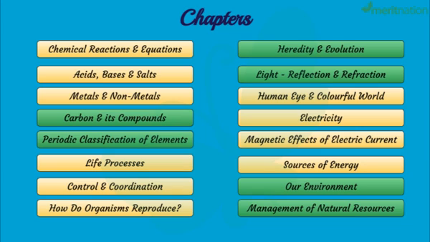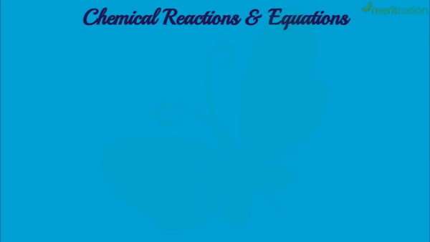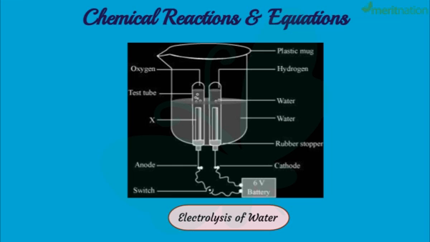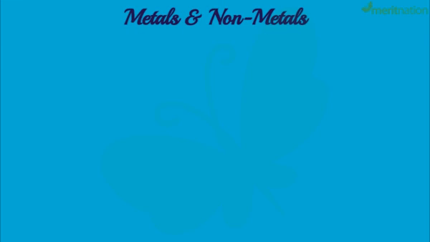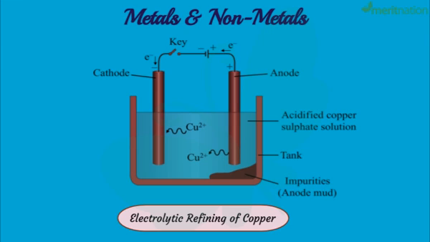So, coming to the chapter Chemical Reactions and Equations, the most important diagram is the electrolysis of water. Then, in the chapter Acids, Bases and Salts, the experimental setup for acid-metal reaction is important, in which hydrogen gas is evolved when an acid reacts with a metal. Coming to the chapter Metals and Non-Metals, you can be asked diagram-based questions on electrolytic refining of copper, in which refining of copper is done with the help of electricity.